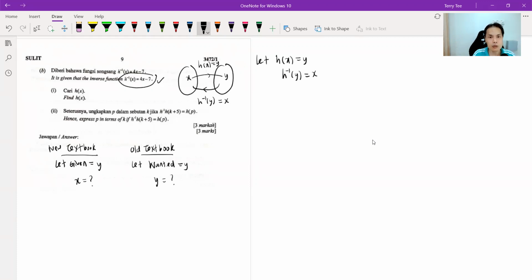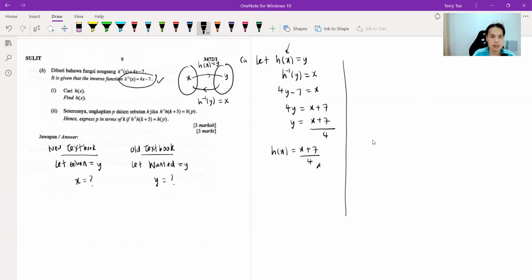h inverse of y will be 4y minus 7. So what are we finding? We're finding h(x), right? Which is y. So I need to make y the subject. So this is x plus 7, and I divide by 4. So I get my y, which is h(x), as x plus 7 over 4. Right? This is part B Roman 1.